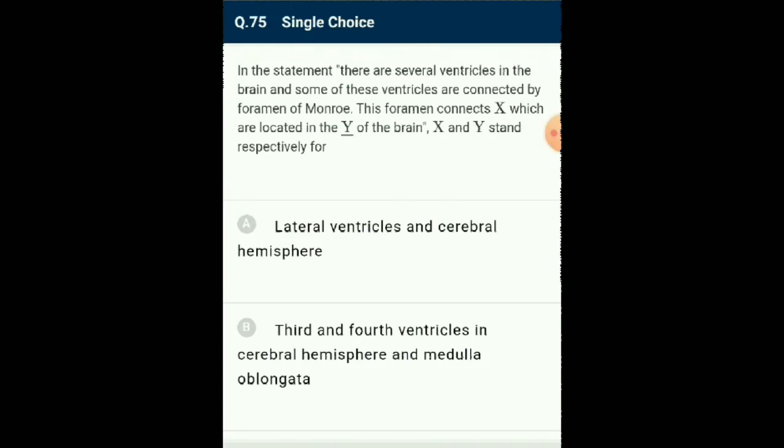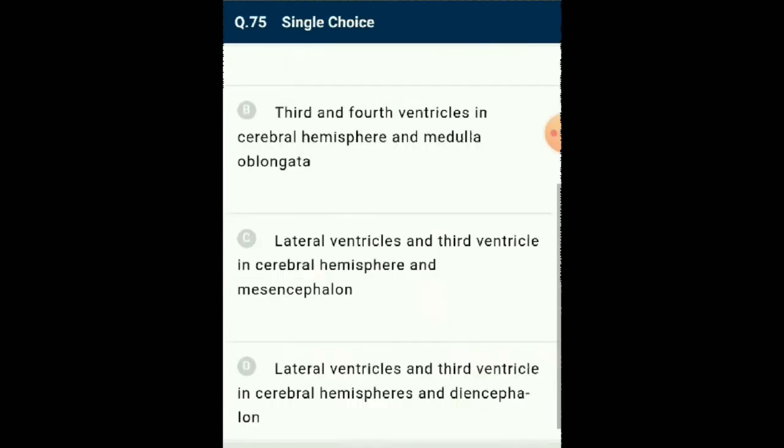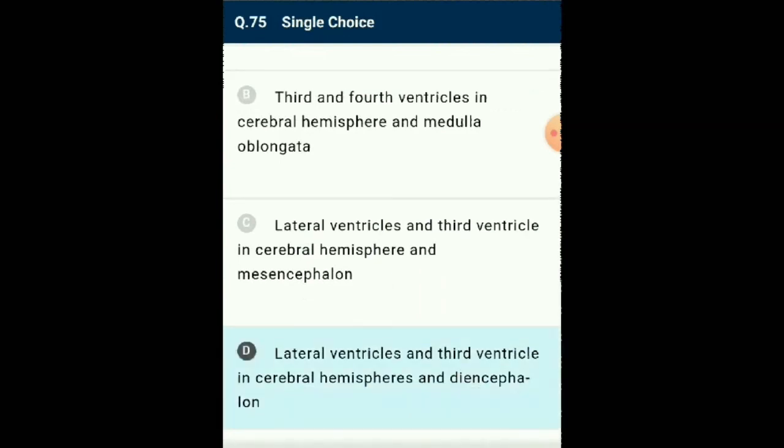The human brain has four ventricles which are interconnected with each other. The ventricles are fluid-filled spaces which help in the circulation of cerebrospinal fluid. The first and second ventricles are present, one in each cerebral hemisphere. They are also called lateral ventricles or paracoel. The third ventricle is present in the diencephalon. It is also called diocoel. The fourth ventricle is present in the pons, the hindbrain, and the medulla oblongata. It is also called metacoel or myelocoel. So the answer for this question is option D: lateral ventricle and third ventricle in cerebral hemispheres and diencephalon.